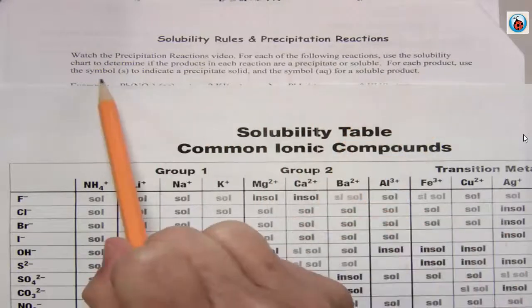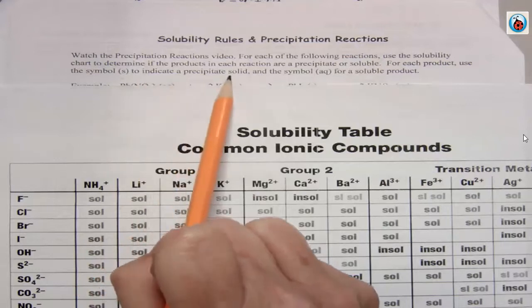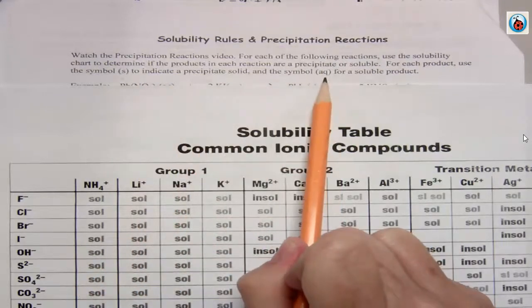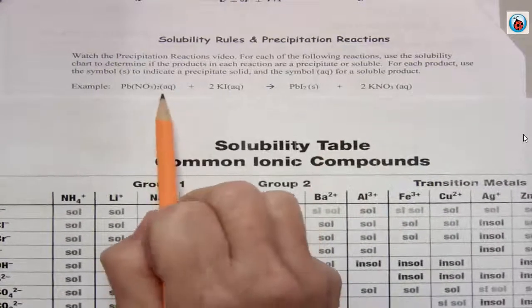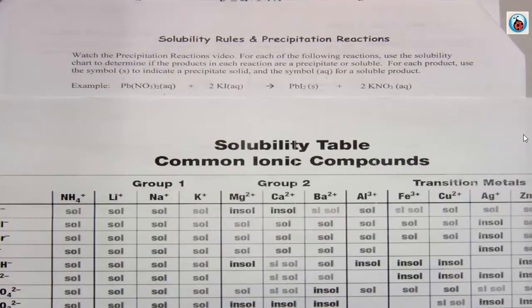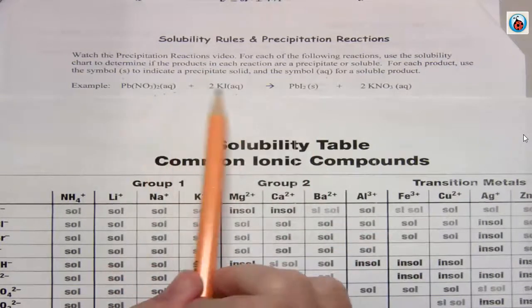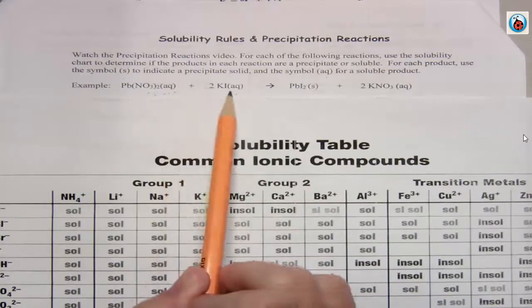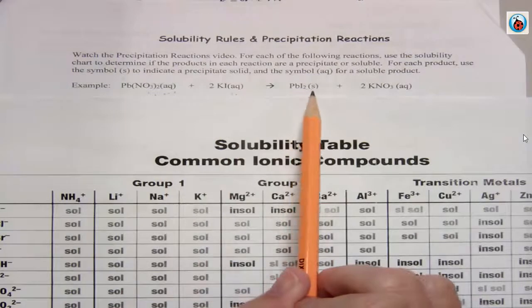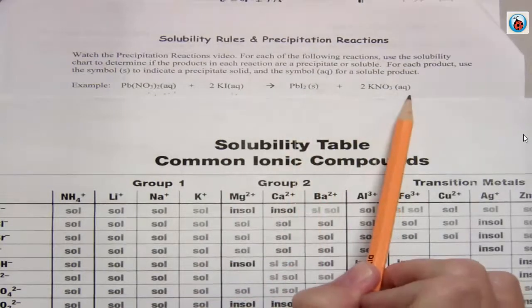For each product, use the S symbol, meaning solid, to indicate a precipitate, and we're going to use the symbol AQ, which means aqueous, for a soluble product. So let's recall, AQ means a solution made with water. Here we've got two compounds. It's telling me they're aqueous solutions. They're both liquids made with water, and it's going to produce this solid lead iodide and this aqueous sodium nitrate.